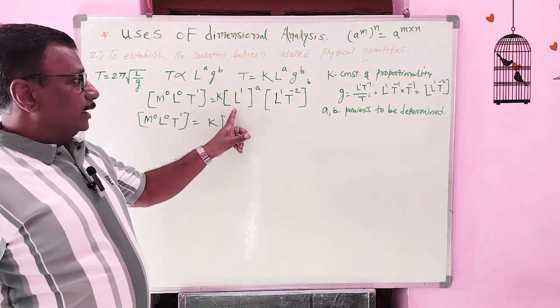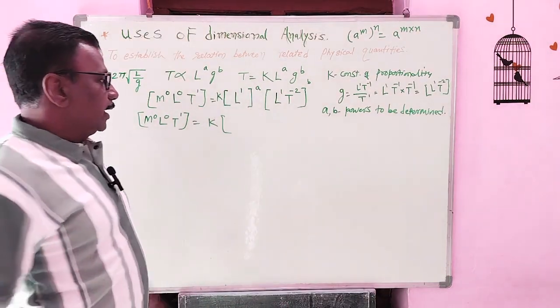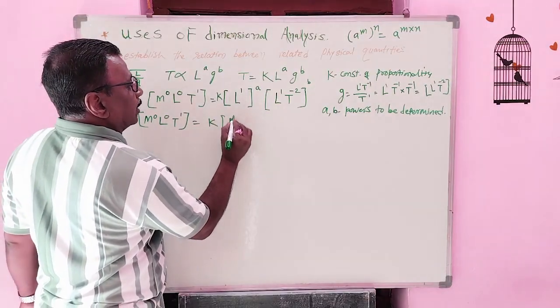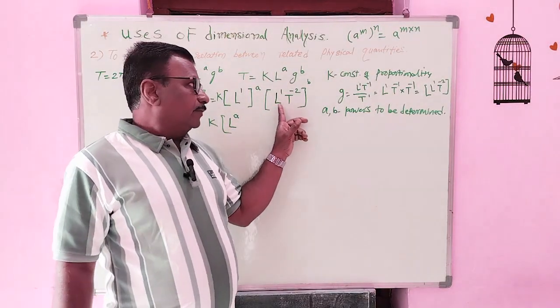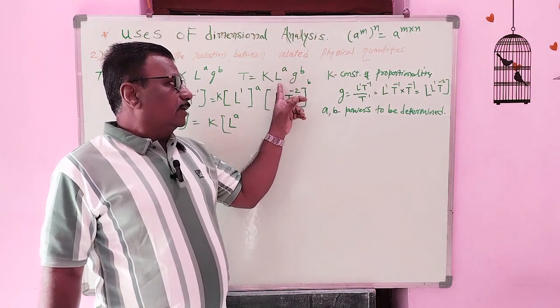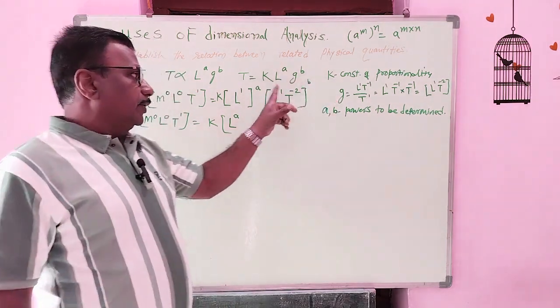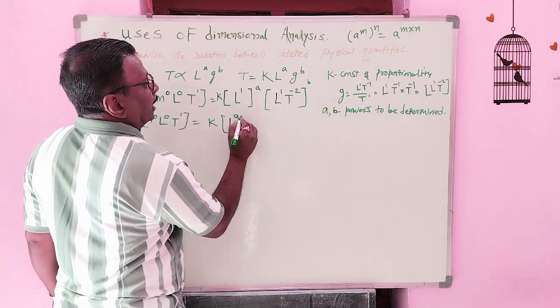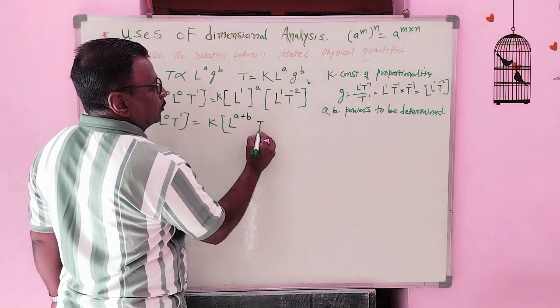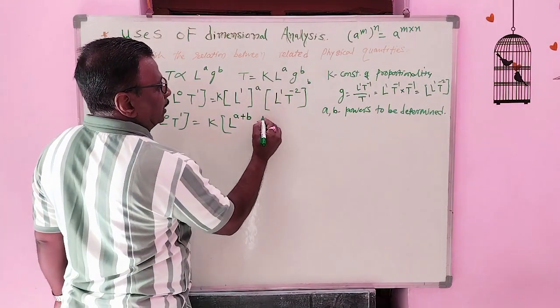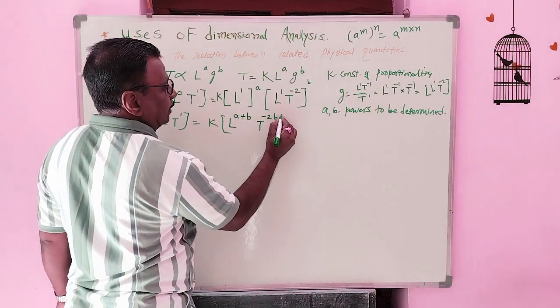L raised to power 1 multiplied by a, that is L raised to power a. Similarly in the second bracket, L raised to power 1 multiplied by b, 1 into b is b. That means we have to write here a plus b. T raised to power minus 2 into b, that is equal to minus 2b.